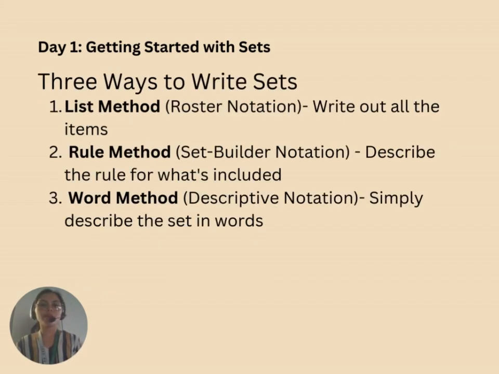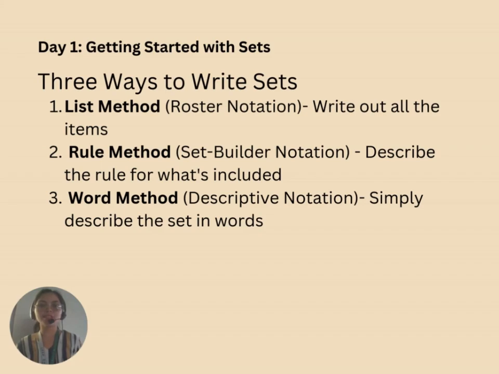So here are the three ways to write sets. There are three different ways to write down sets. First is what I call the list method, also known as the roster notation. In this way of writing a set, you are just going to list everything with, of course, curly brackets. You need to write out all the items inside the curly brackets.